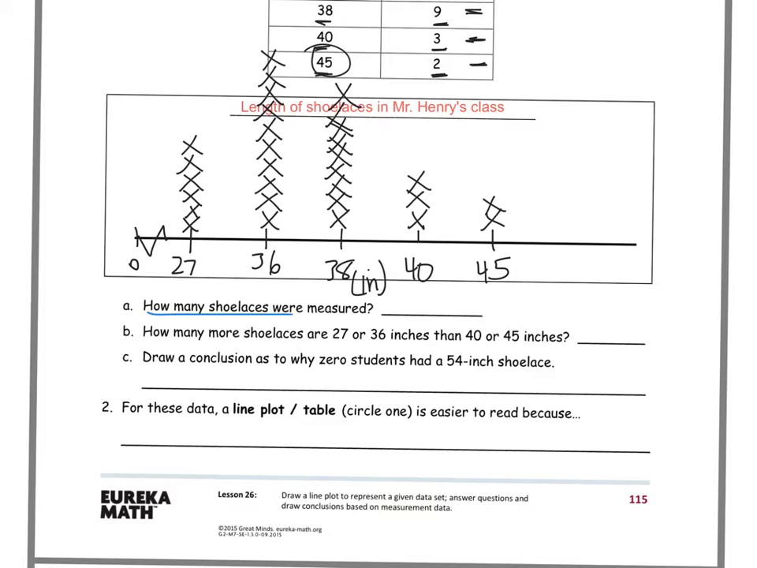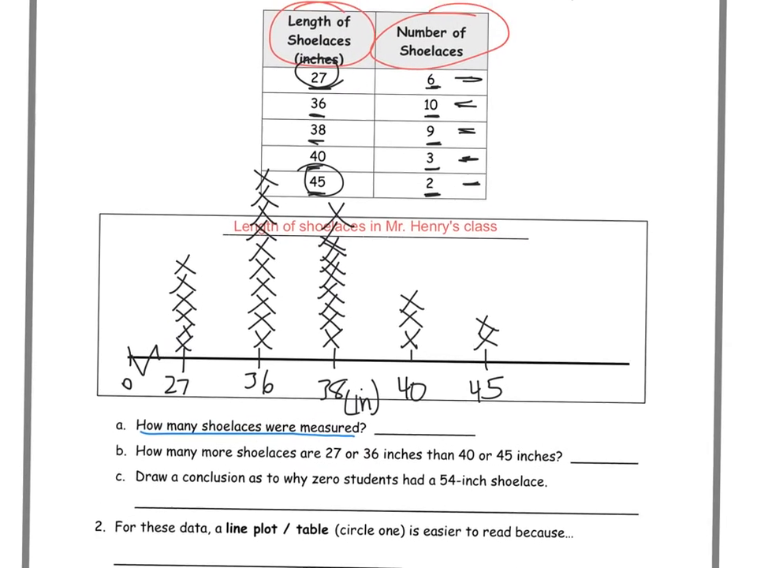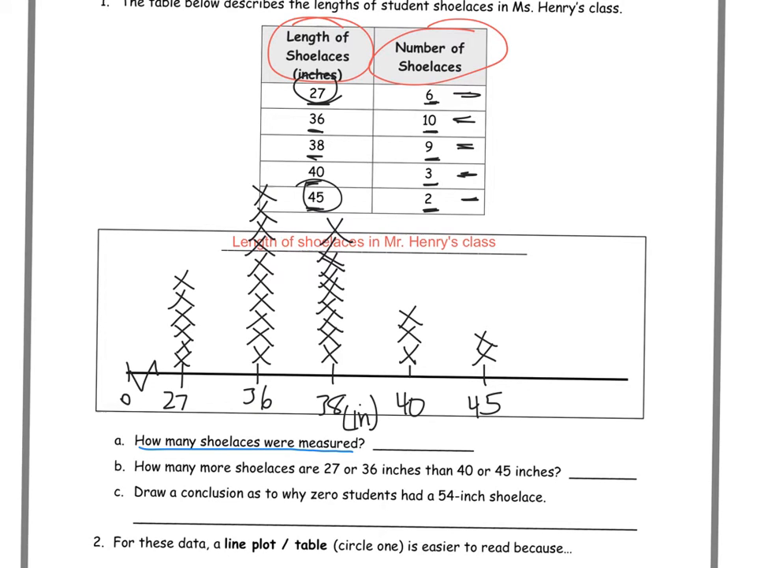A says, how many shoelaces were measured? Well, I'm going to either count all of the x's or add up here. And I would add, I'm going to do 6 and 10, which I know is 16. 9 and 3, which is 9, 10, 11, 12. And then I'll bring out my 2 here to help me. I can add 12 and 2, so 12, 13, 14. And then I have 16 and 14.